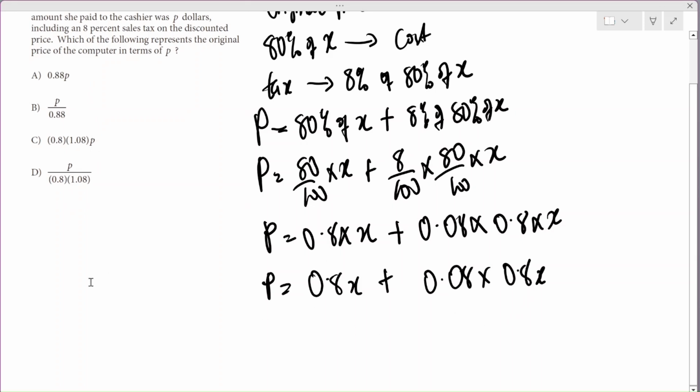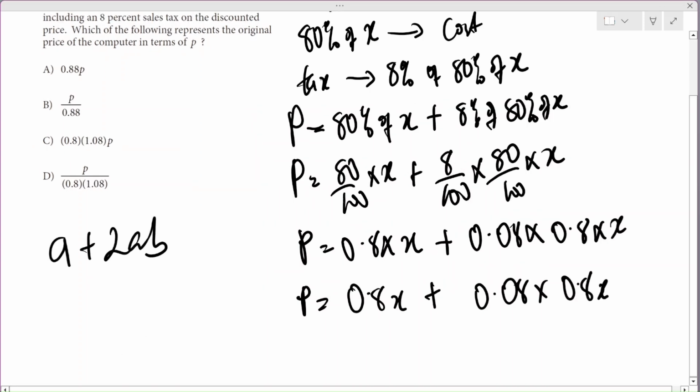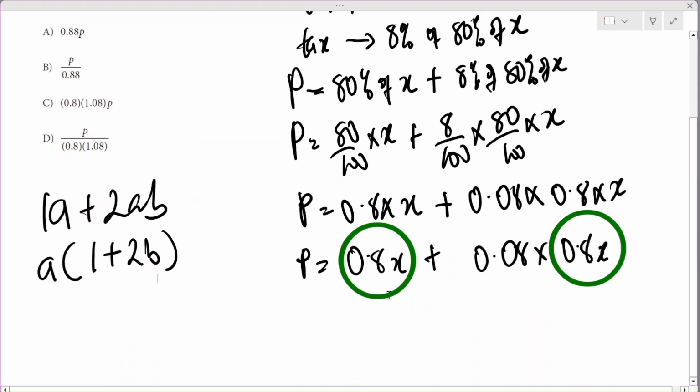This is like, say we have an algebraic expression where you have a plus 2ab and you're asked to factorize. Since they both have a in common, you bring out a, you open your bracket. This is same thing as 1a. So you cancel the a in 1a, you're left with 1, plus the a in 2ab cancels, you're left with 2b, close your bracket. Same applies to this. They both have 0.8x.